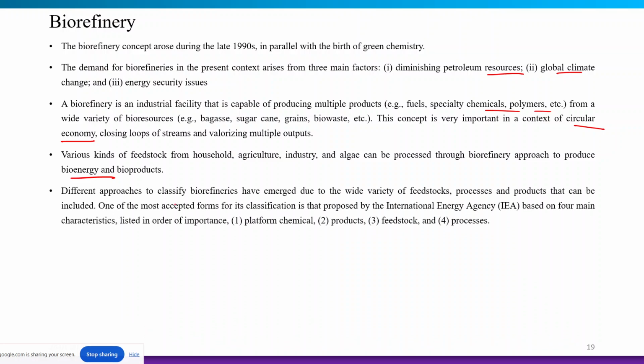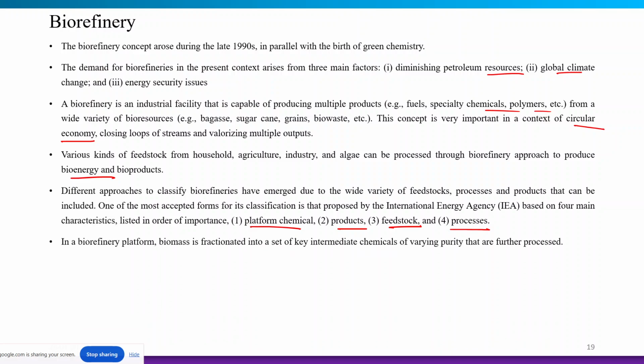Different approaches are taken to classify biorefineries. Those have emerged due to the wide variety of feedstocks, processes, and products that can be included. One of the most accepted forms is proposed by the IEA, based on four main characteristics: platform chemicals, products, feedstocks, and processes. Based upon these four factors, biorefineries are classified into various categories. I'm not discussing the details of those categories now. We will discuss this when we have a class dedicated to biorefineries.